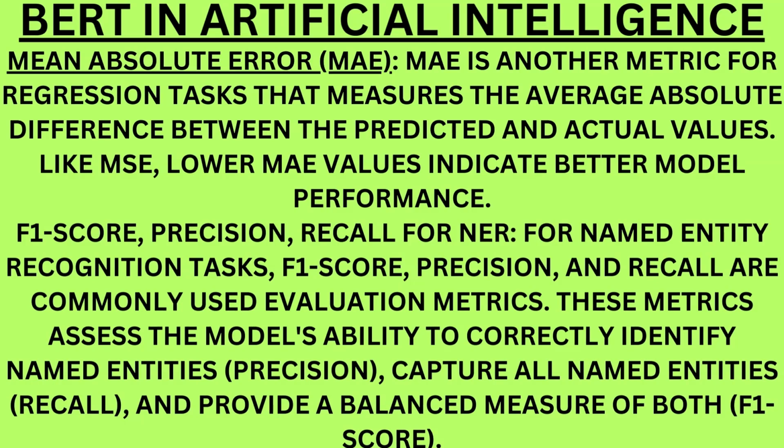F1 score, precision, recall for NER. For named entity recognition tasks, F1 score, precision, and recall are commonly used evaluation metrics. These metrics assess the model's ability to correctly identify named entities (precision), capture all named entities (recall), and provide a balanced measure of both (F1 score).